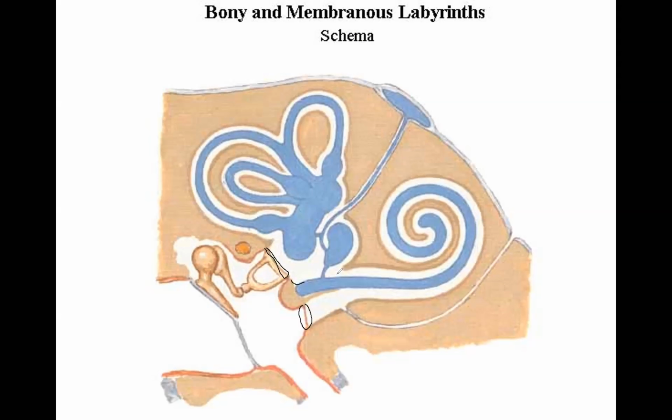In the vestibule we have some recesses. The elliptic recess with the utricle. I just draw the recesses. The spheric recess with the saccule, and the cochlear recess with the beginning of the cochlea. So this is the utricle, this is the saccule, and the cochlea, and inside the cochlea, this is the membranous cochlea.